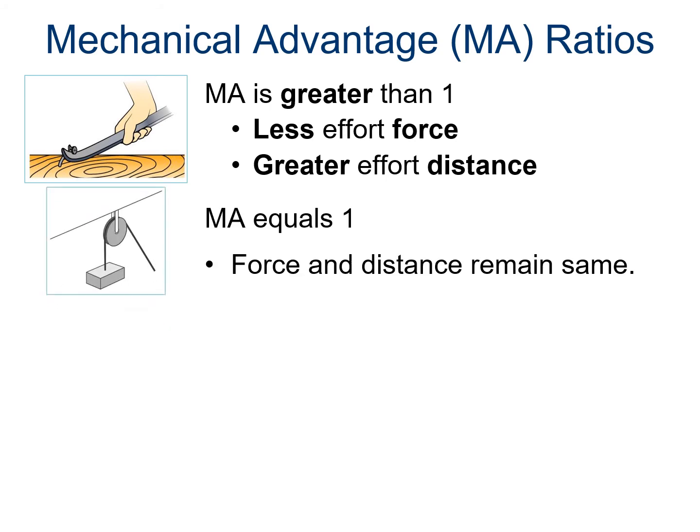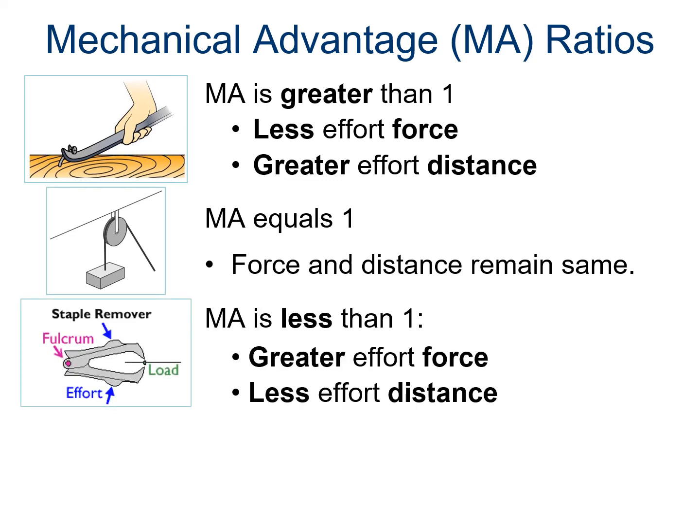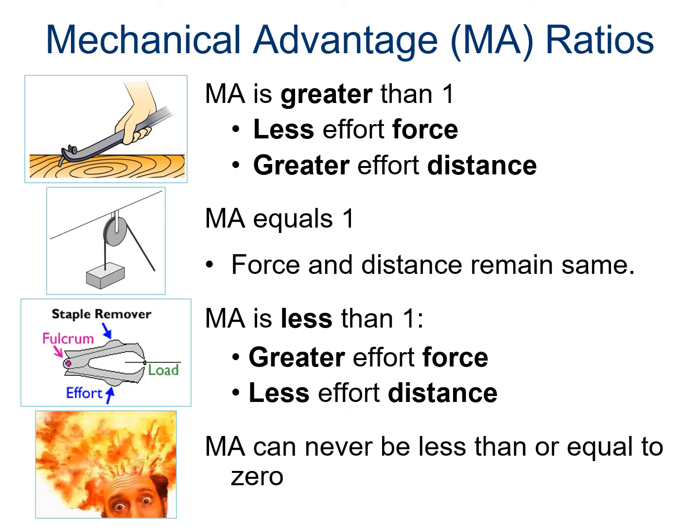Mechanical advantage equal to 1 is basically not a simple machine. The force and distance are both remaining the same. In the example you see here, we're just changing the direction of the force. Mechanical advantage less than 1 is an uncommon scenario, but sometimes due to the configuration of our mechanism, or if we actually want to multiply the distance, we are okay with having a greater effort force and less effort distance. If you are doing some calculations and you have a mechanical advantage that's equal to or less than 0, you should recheck your work because that's not a thing.